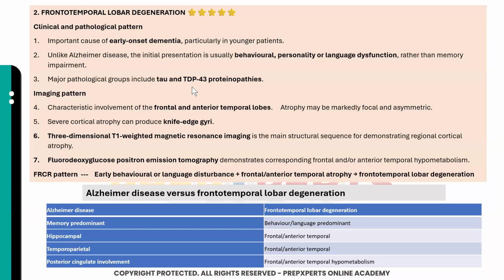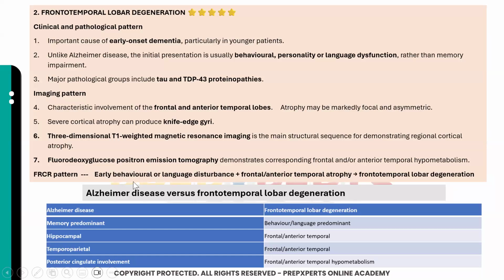And the pathological group is again tau and TDP43 proteinopathies. You don't need to remember this. Characteristic involvement of the frontal and anterior temporal lobes. Atrophy may be markedly focal and asymmetric. Now, this is the key, that atrophy is going to be focal and asymmetric in the frontal and temporal lobes. This severe cortical atrophy can produce knife-edge gyri. Knife-edge gyri means that the gyri are going to be thinned out. Three-dimensional imaging is again your main structural sequence for MRI, and PET will also demonstrate frontal and anterior temporal hypometabolism.